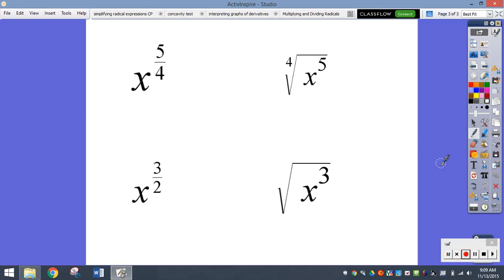So that's how you convert from exponential to radical and then radical to exponential form.